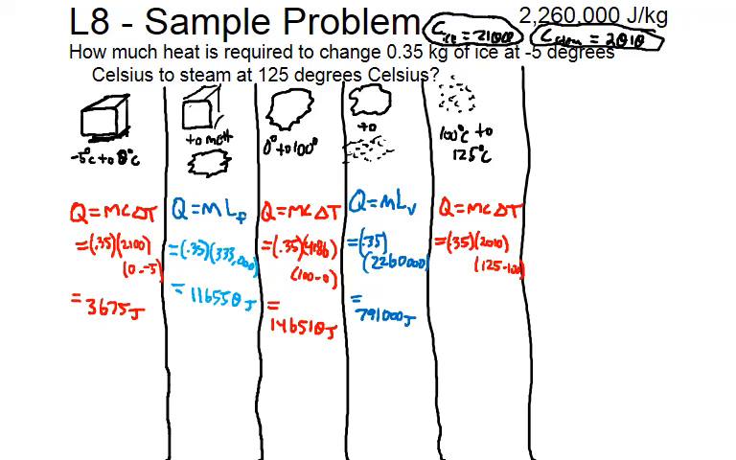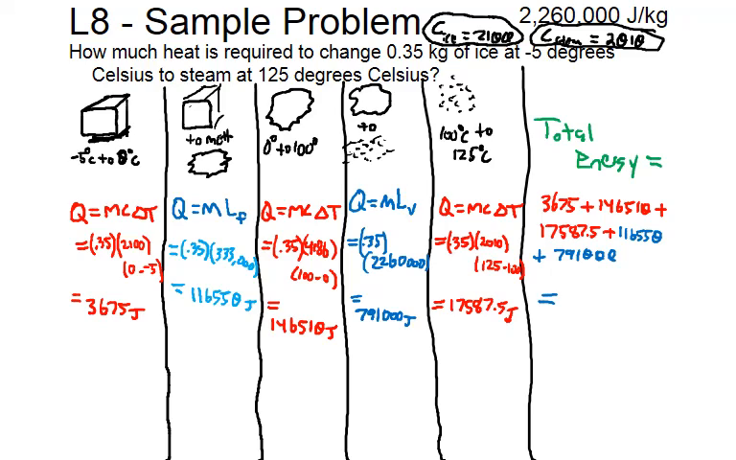And then lastly, for steam, increasing the steam from 100 to 125 degrees would be this. And so when we add them all up, we should get a total energy of 1,075,322.5 joules.